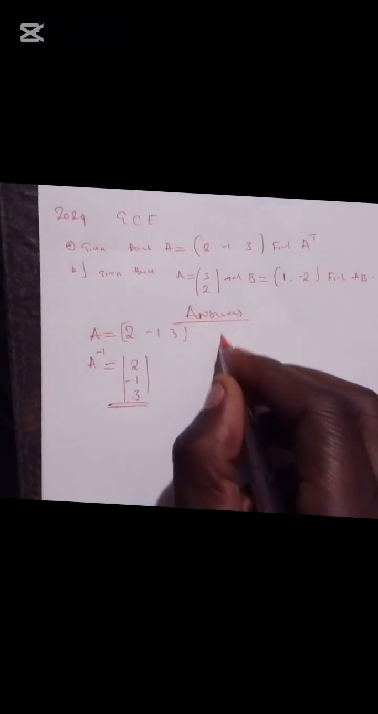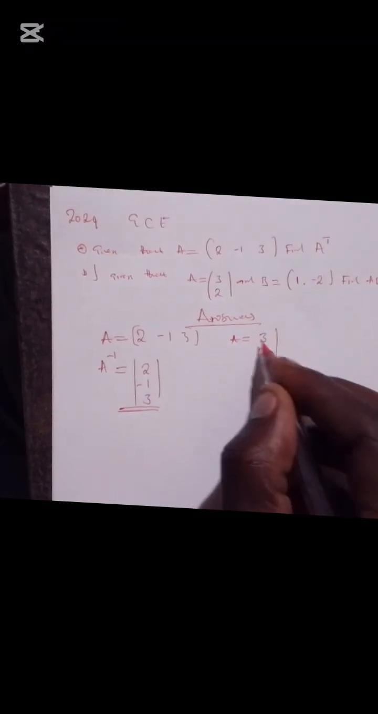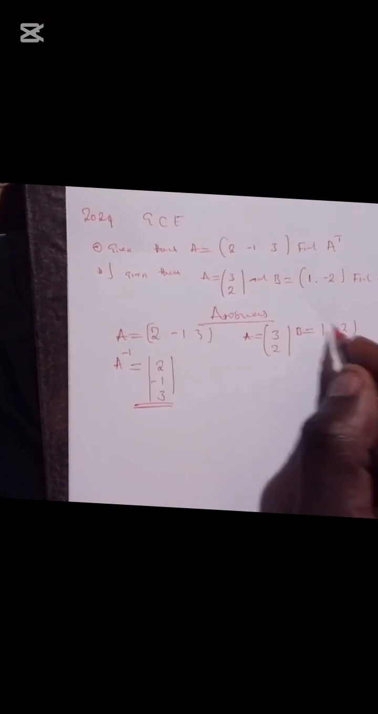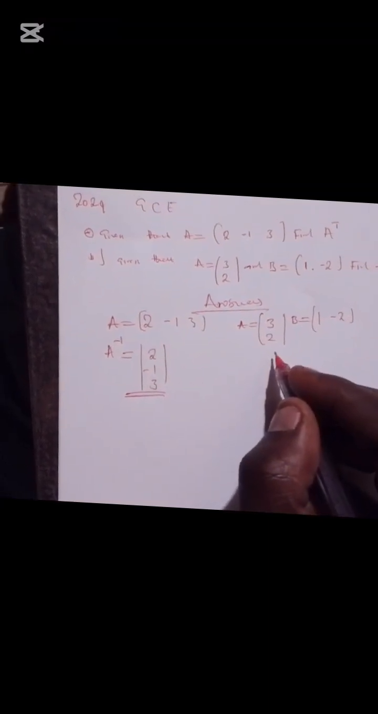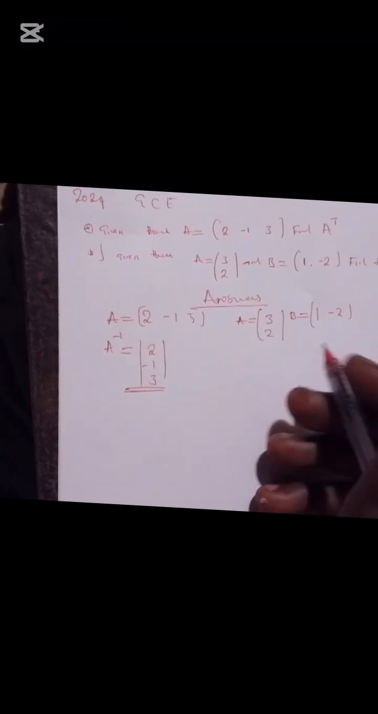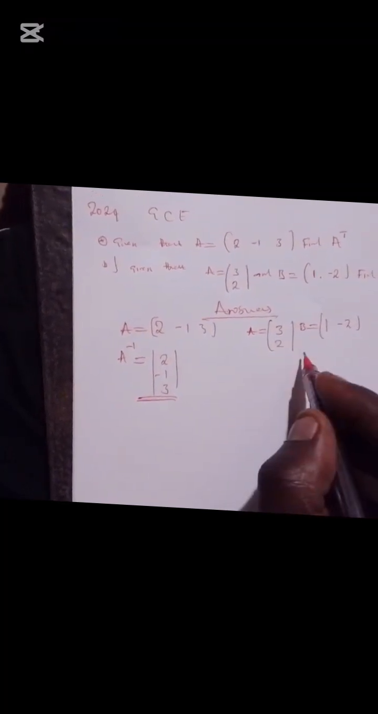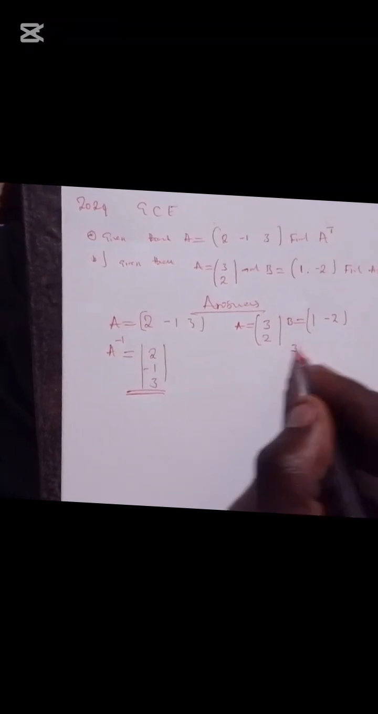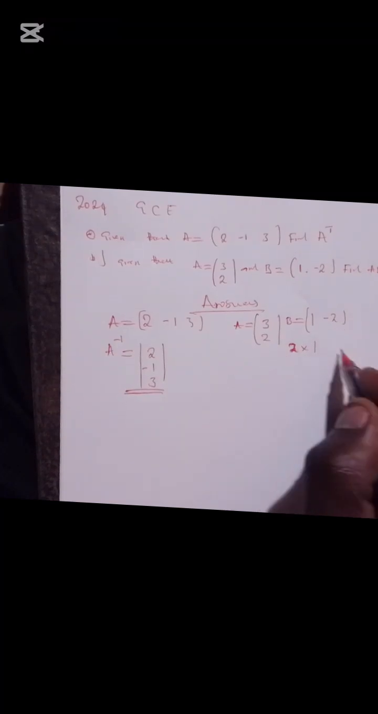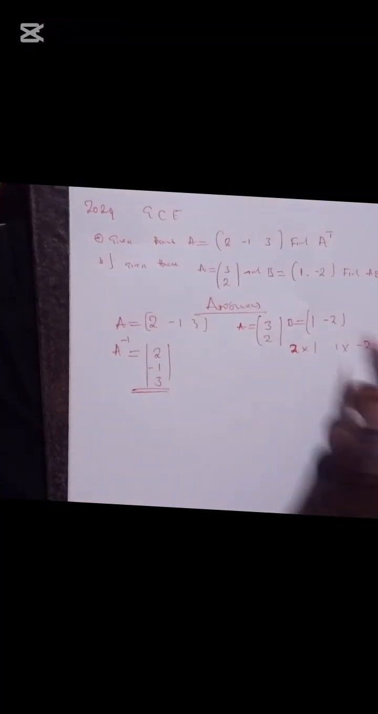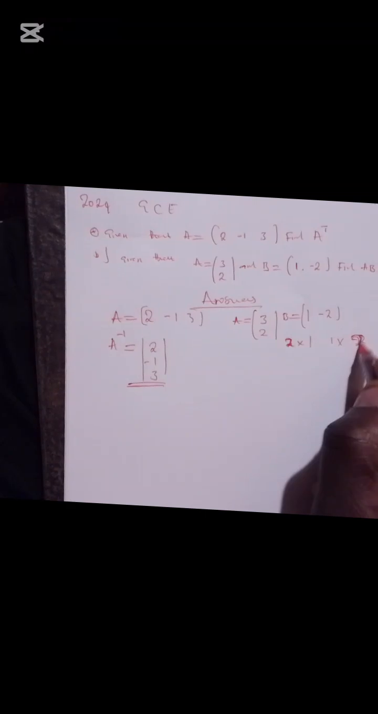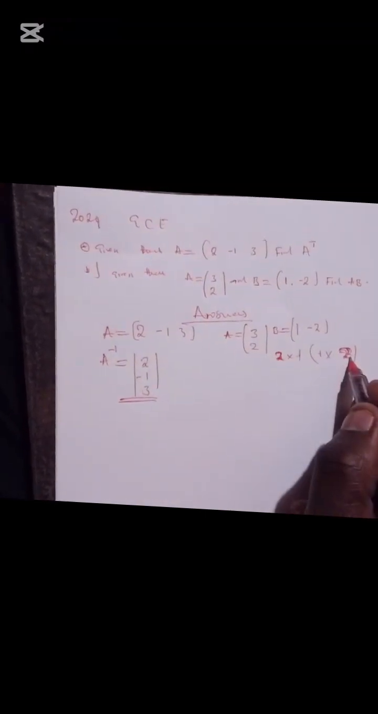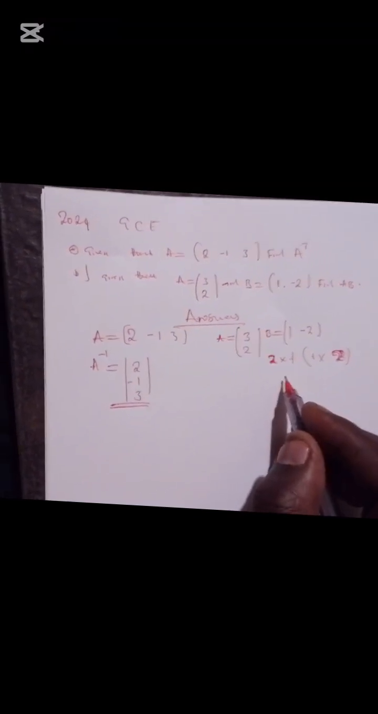And then you are told that A equals 3, 2, and B is 1, negative 2. Understand that when you're multiplying matrices, we always multiply row by column. In this respect, I want you to state the order of the matrices before you multiply them. This one is a 2 by 1, and this one is a 1 by 2. If these inner numbers are the same, then yes, you can multiply, and they tell you the outcome. So we're going to multiply row by column.